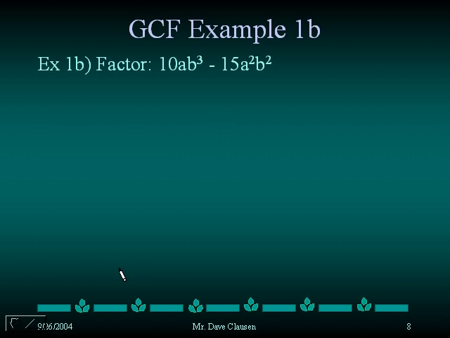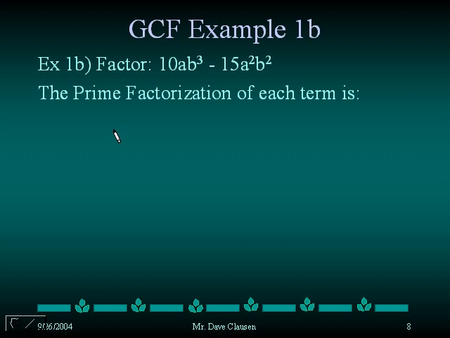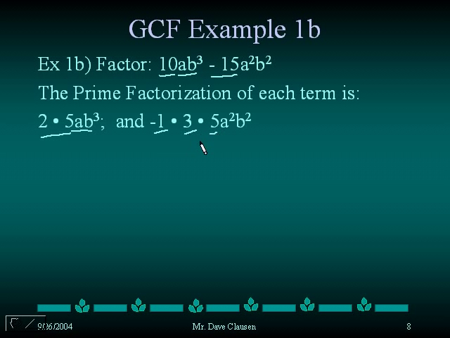All right, let's look at another example for greatest common factor. And for the prime factorization, 10 will be 2 times 5. Variables are already prime factored. Negative 15, let's call that negative 1, and then 15 is 3 times 5. And the variables are already in their prime factorization.